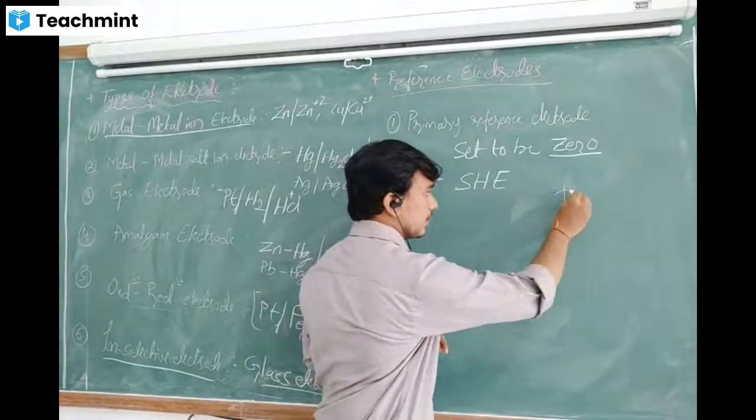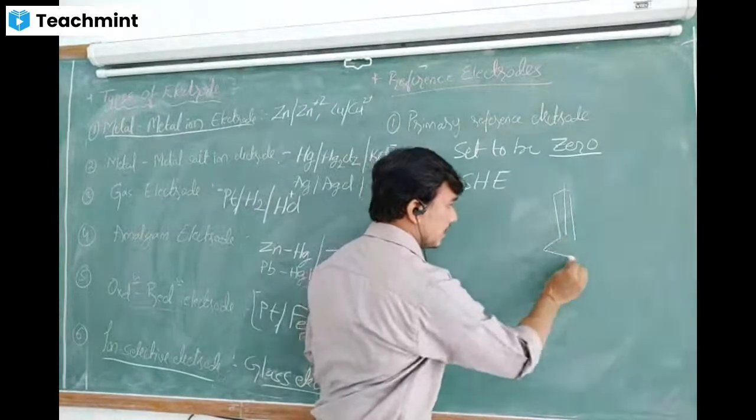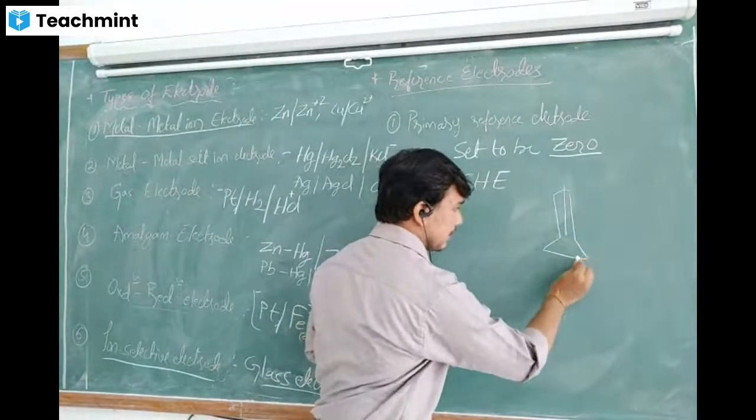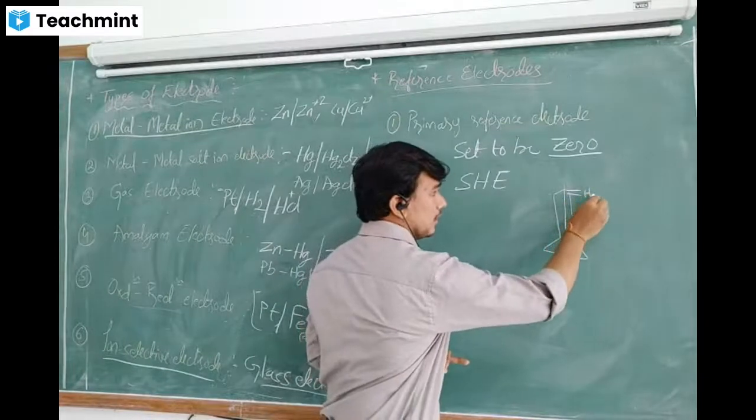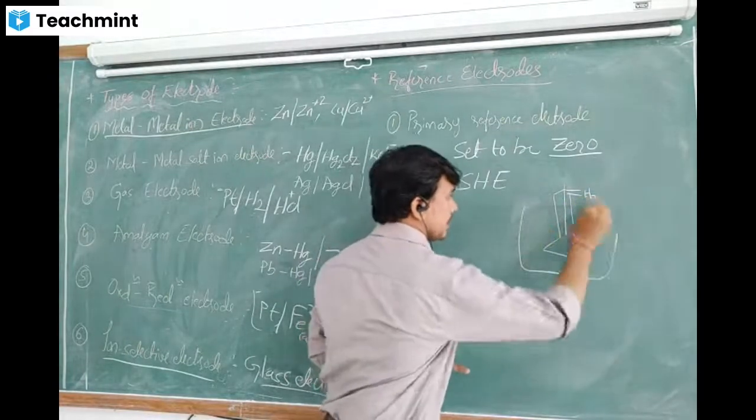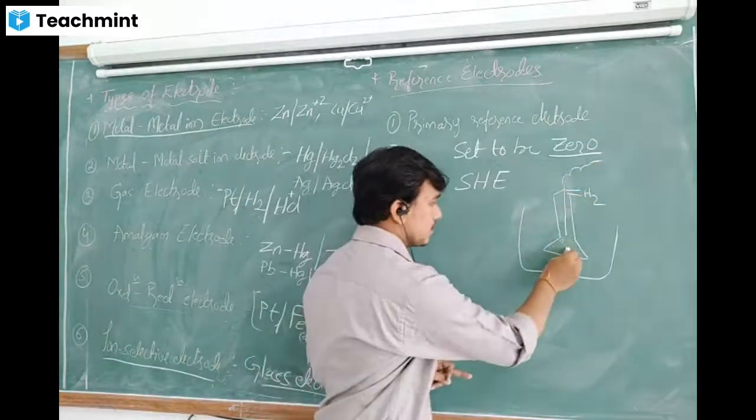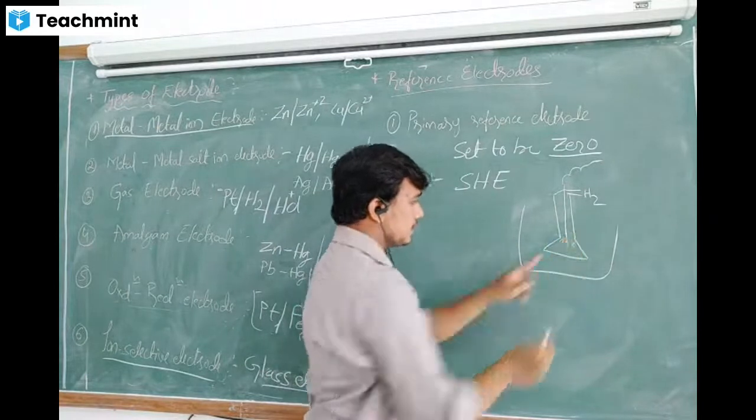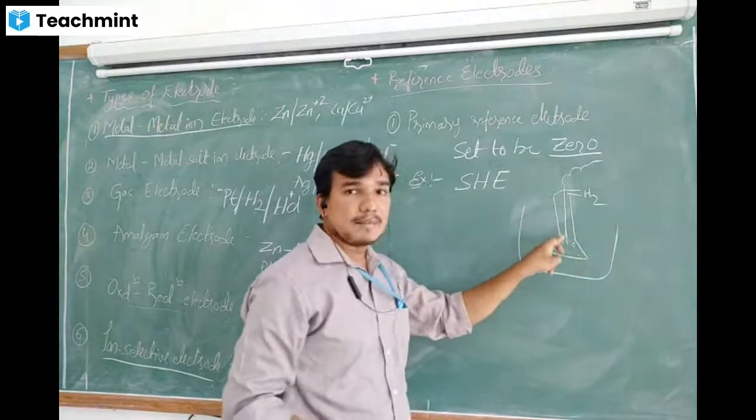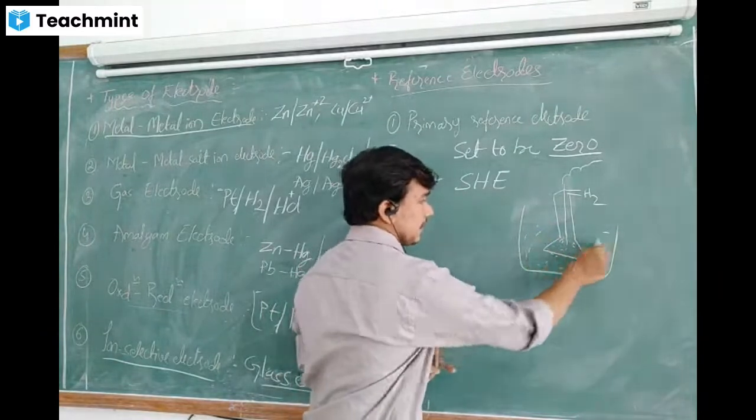And a platinum foil will be there. Platinum thin sheet will be there. Here we have to continuously supply the hydrogen gas at 1 atmospheric pressure. This one is a platinum wire which is connected to the platinum thin foil. Here a solution will be there.